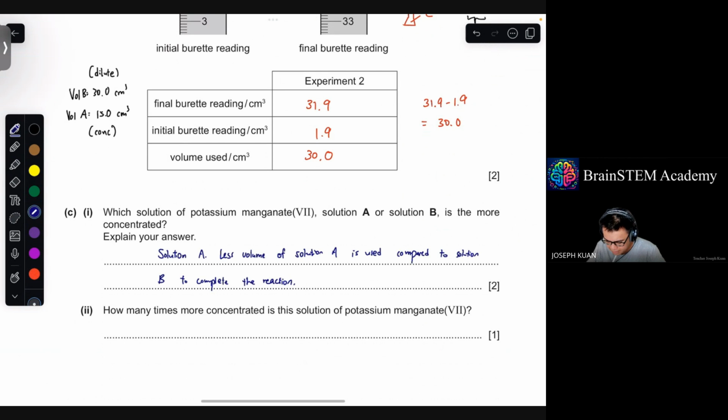Now, C2. How many times more concentrated is this solution of potassium manganate 7? So it will be, because the volume used is doubled, essentially the concentration is half. All right, it's basically B is having half of the concentration of A. In other words, A is 2 times. All right, solution A is 2 times as concentrated as solution B.